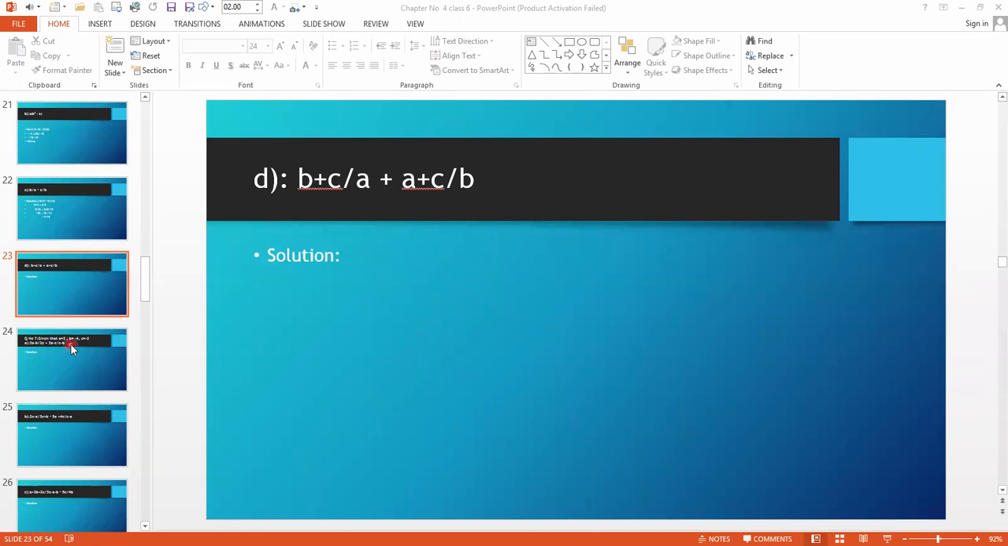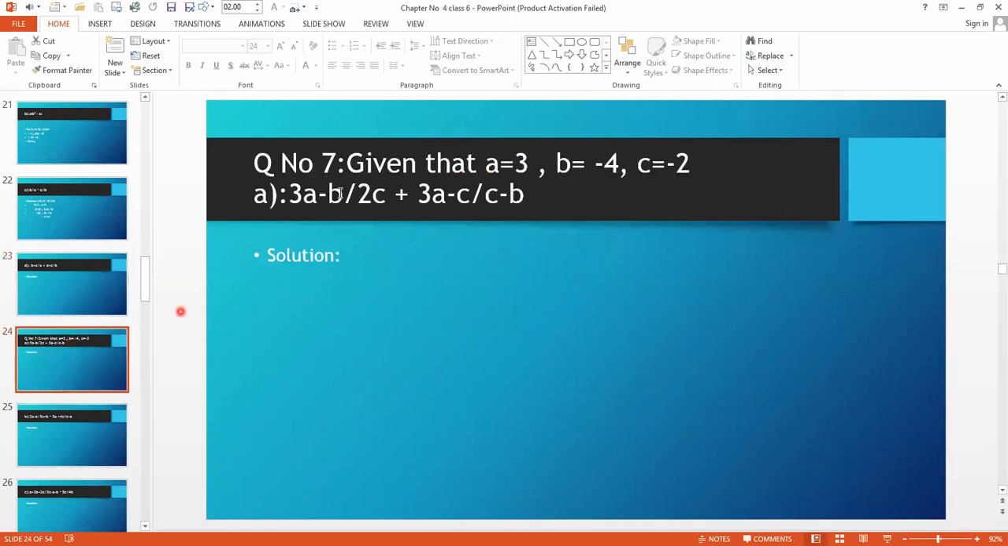Okay. And that is question number 7. Again, it is the same one. They have given us the values of different letters. A is equal to 3, B is equal to -4, and C is equal to -2. And this one is the first question. They have written 3A minus B over 2C plus 3A minus C over C minus B. Okay, so we have to solve it.